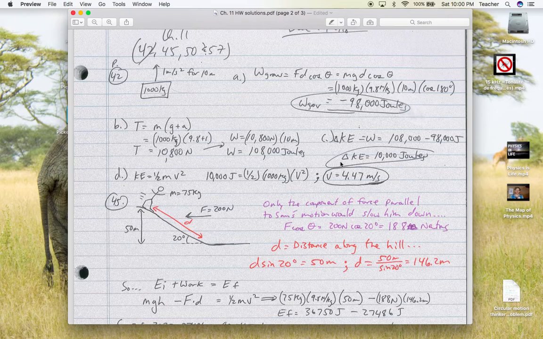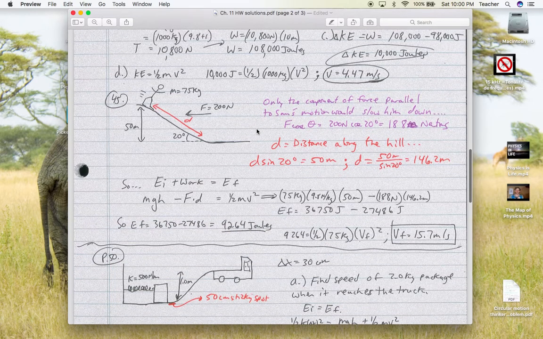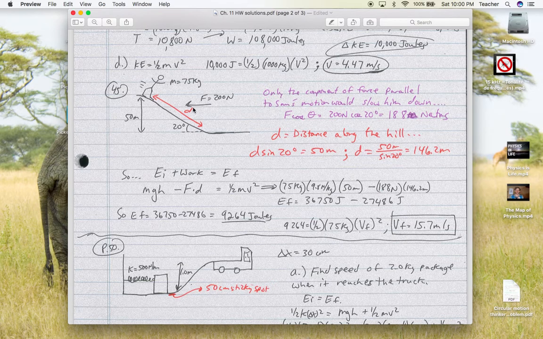The change in kinetic energy is 10,000 joules. That means this thing actually ends up at 4.47 meters per second squared. You could also do that with kinematics, by the way. Figure that out. This one was pretty neat. We went over this in my mod 15 to 18 class, but not the 23 to 26.